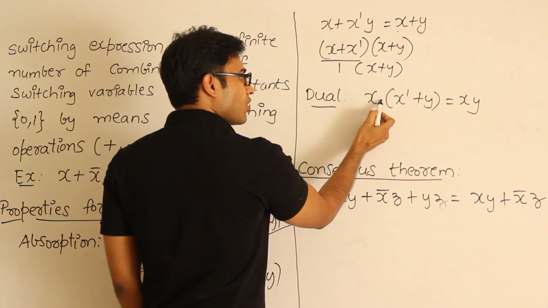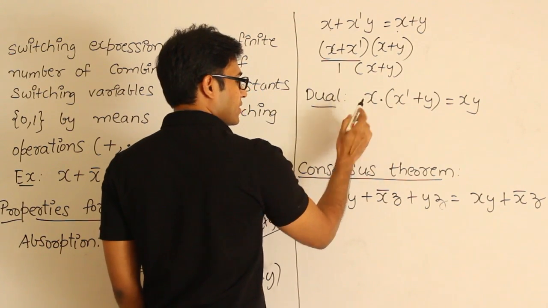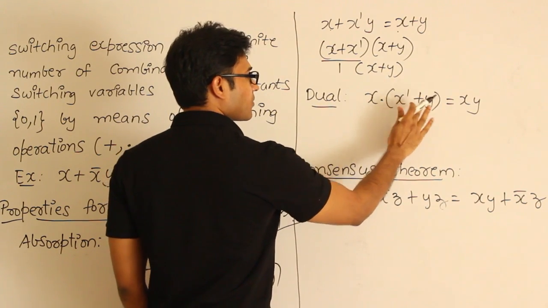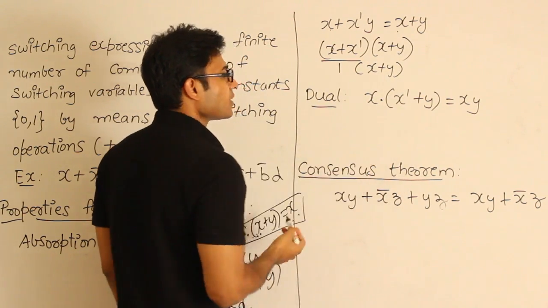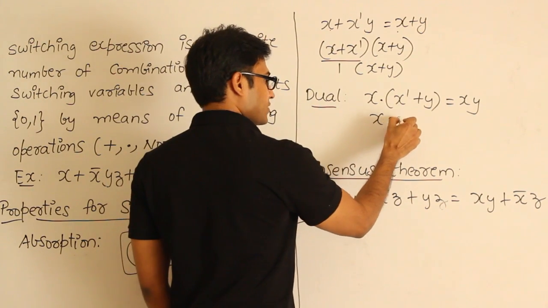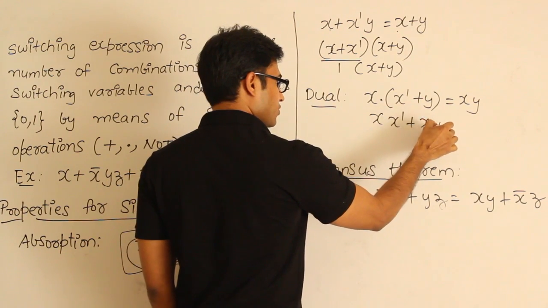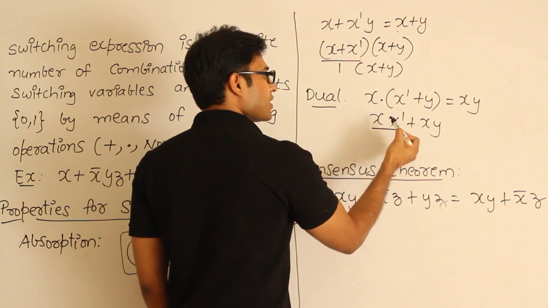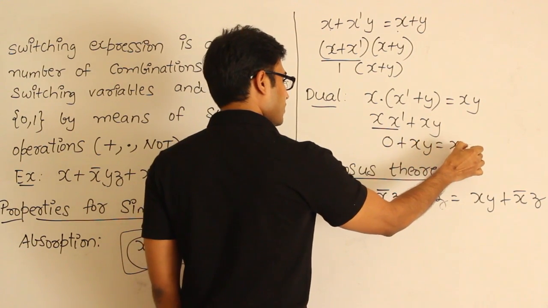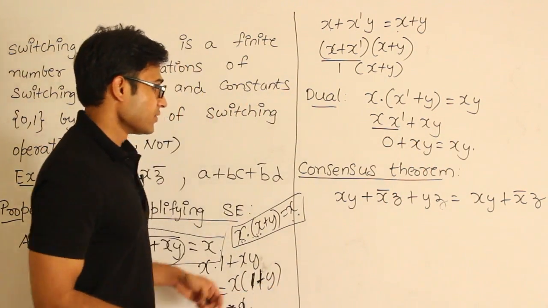Here you can use the rule that AND is distributive over OR. Therefore you could take this and multiply it, right? So yes, AND is distributive over OR. So how can you do it? x into x prime plus x into y. Now what is x into x prime? It is 0. 0 plus xy, which is nothing but xy. Got it?